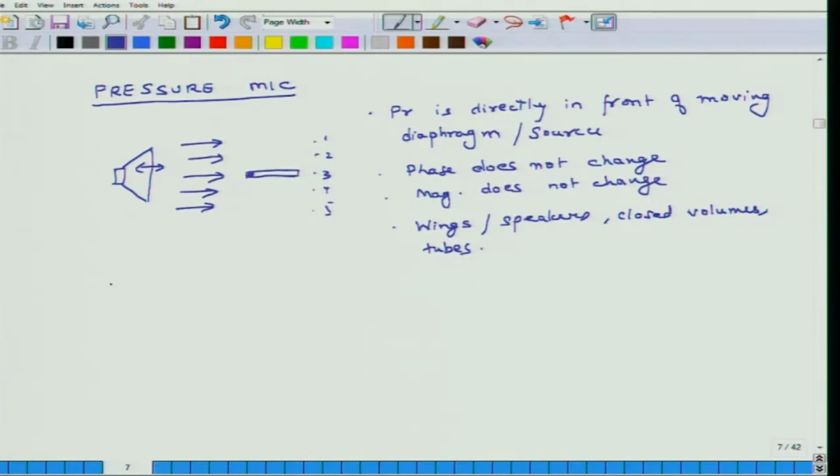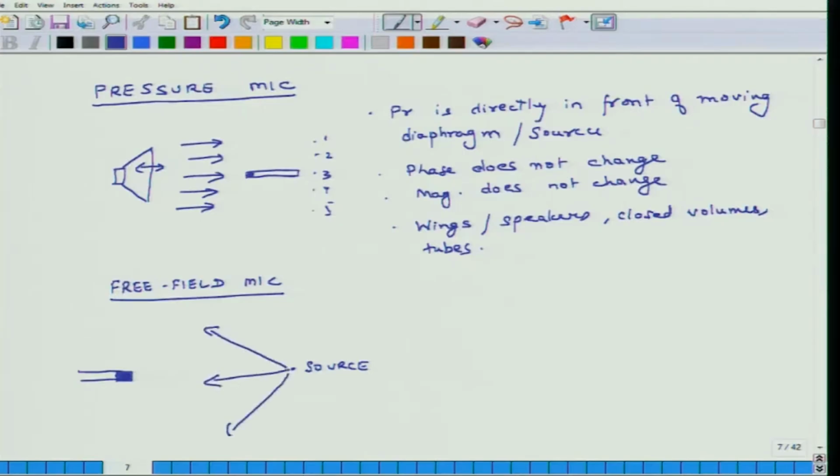Then the second category is the free field mic. This is the second category. So here I can have a microphone, this is my microphone, and the source may be here, so it is like this.